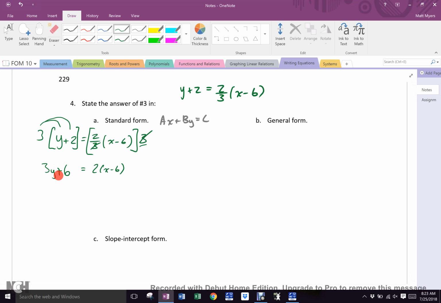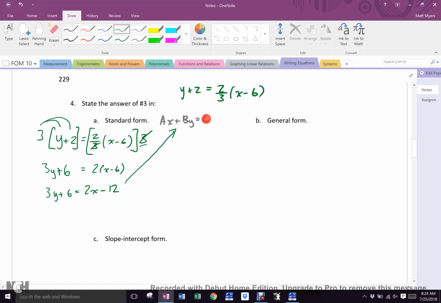You're going to do distribution over here, yes? 3y plus 6 equals 2x minus 12. Now what has to move to get me to that? I should move, Zach says I should move the y. Why did you say the y? So I can keep the x positive. Too many of you think that I have to have the x on the left here. I do not, do I?